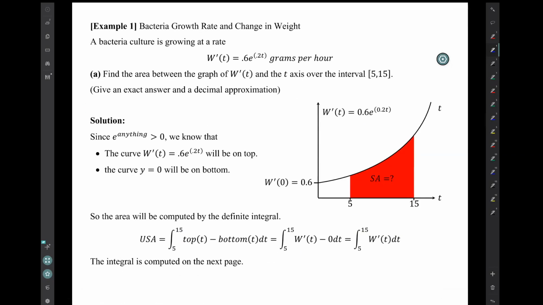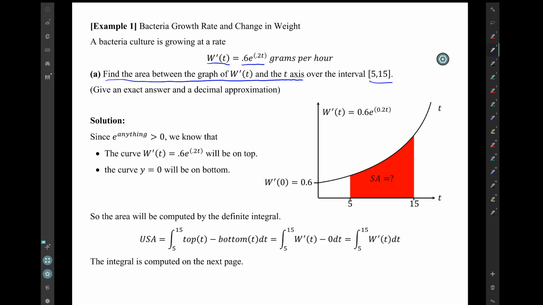Example 1, bacteria growth rate and change in weight. A bacteria culture is growing at a rate W prime equals 0.6 e to the 0.2 t grams per hour. Question A is, find the area between the graph of W prime and the t-axis over this interval. Give an exact answer and a decimal approximation.